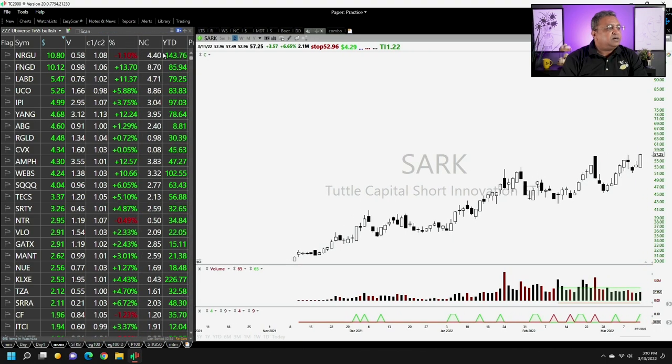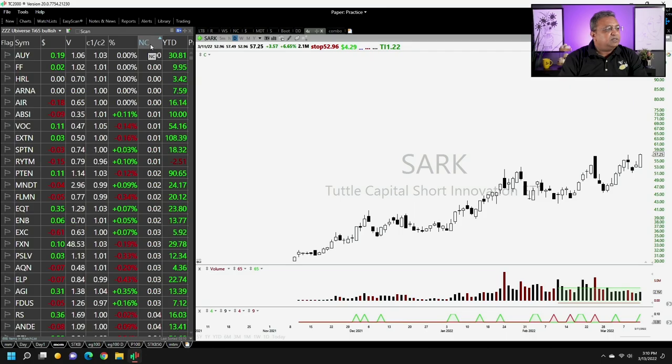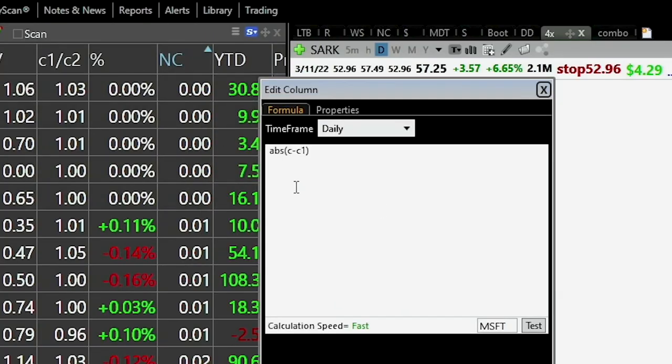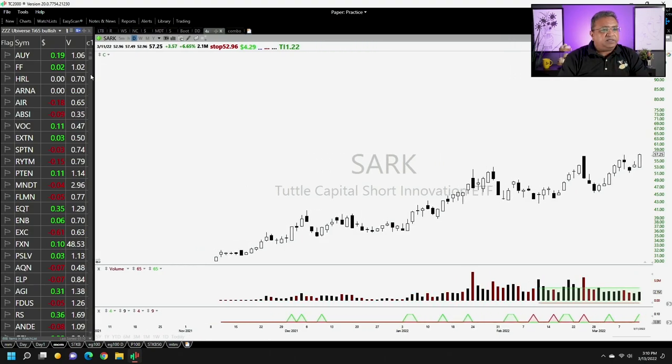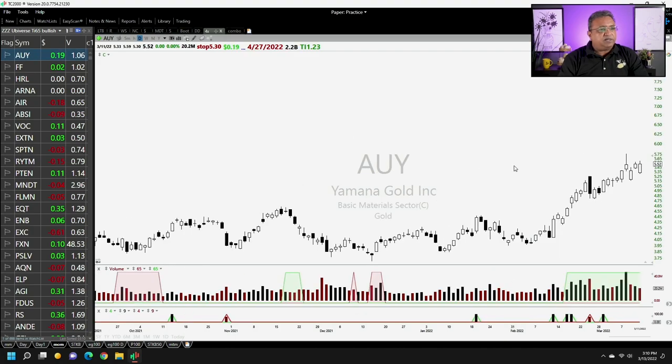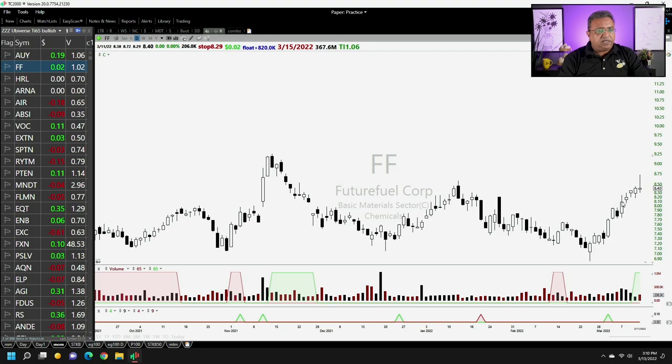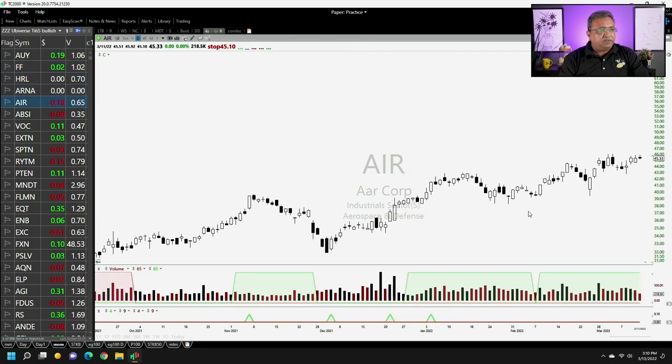Now, in order to reduce your effort and look at the ones which are most likely, you sort it by NC, which is absolute C minus C1. So the lower the NC, the stock didn't make much move for the day, right? And so let's start by looking at these stocks. And we're looking for a setup where the stock is likely to break out.